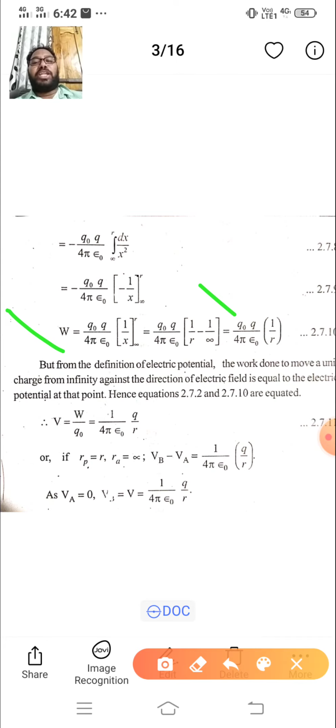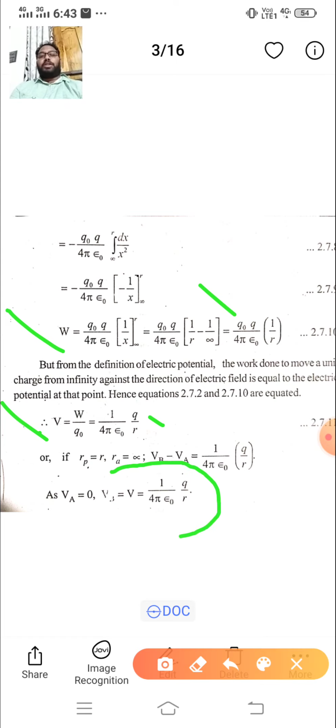By the definition of potential, V equals W by Q naught. Substituting the W value, the electric potential at a point due to a point charge is V equals W by Q naught, that equals 1 by 4 pi epsilon naught into Q by R. If RB equals R and RA equals infinity, then VB minus VA equals 1 by 4 pi epsilon naught into Q by R. This is the electric potential at a point due to a point charge.